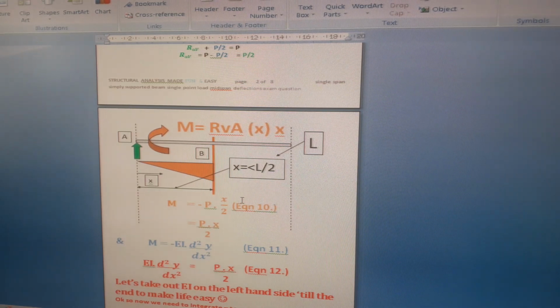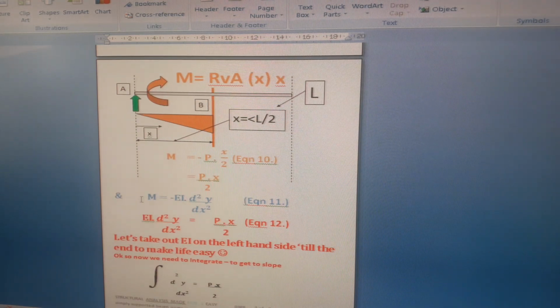As we looked at in the previous videos, we also know that M is equal to minus EI d2y over dx2. I've called that equation 11, and equation 10 was M equals minus PX over 2. If we equate equation 10 to equation 11, because they're both equal to M, then EI d2y over dx squared equals PX over 2, and both the minus signs are removed.